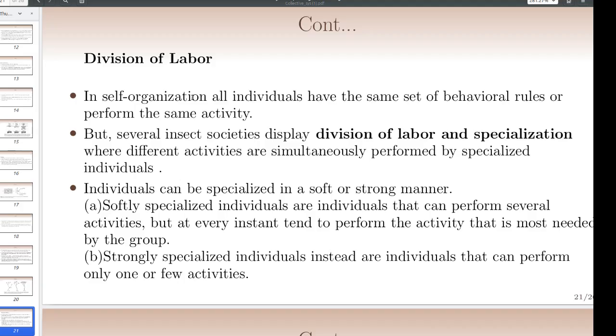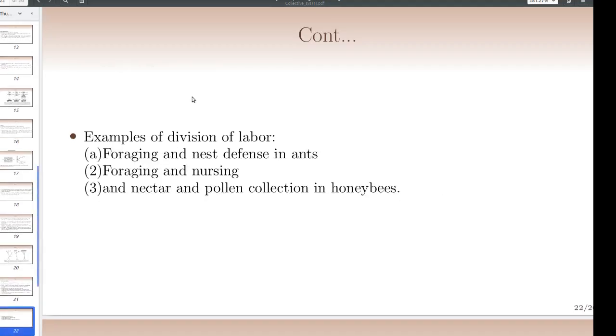Then what is this soft and strong specialization? Softly specialized individuals are the individuals that can perform several jobs, but at every instance they tend to perform the activities that are most needed by the group. But strongly specialized individuals can perform only one job, or most of the time a few activities. Examples are foraging and nest defense in ants, foraging and nursing, nectar and pollen collection in honeybees.